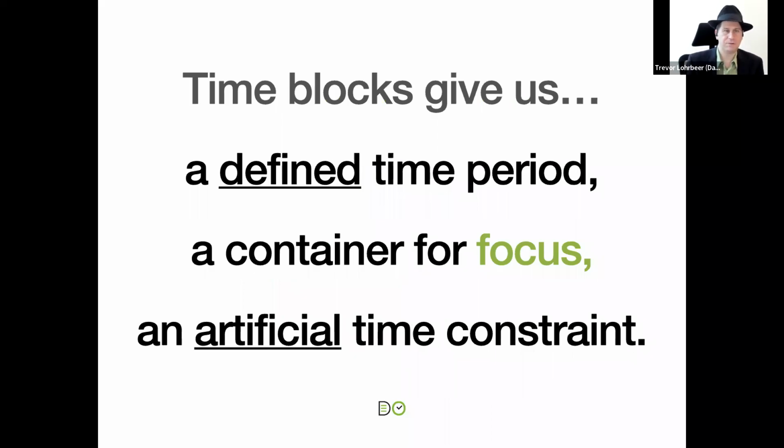So time blocks give us a defined time period, right? I'm saying I'm going to work on something for an hour and a half. That itself creates a container for focus. And when you set aside a specific amount of time and say, I'm going to work on something for an hour and a half, 90 minutes or so, that creates in our brains an artificial scarcity. And that scarcity then helps us focus more.